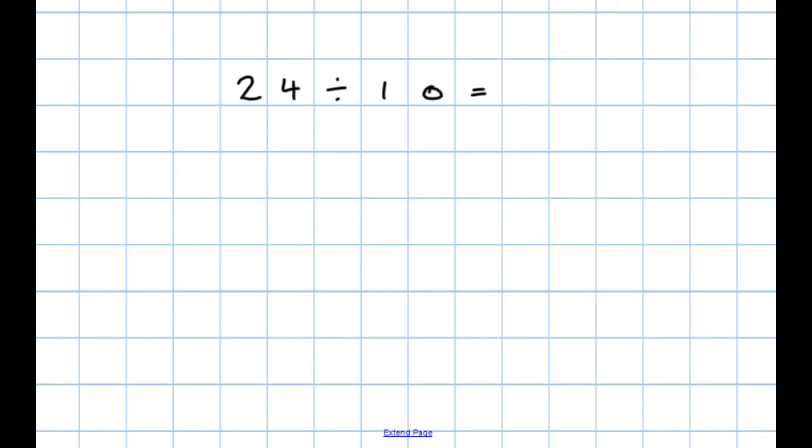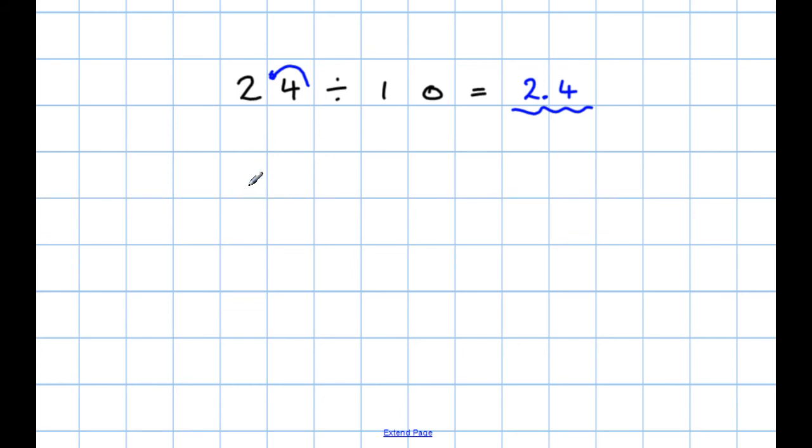What is 24 divided by 10? Now, you may have been taught at primary school, when you divide by 10, you move the decimal point that was hidden one to the left. So the answer is 2.4, which is a decimal. A decimal number is one that has a decimal point. How else might they arrive?